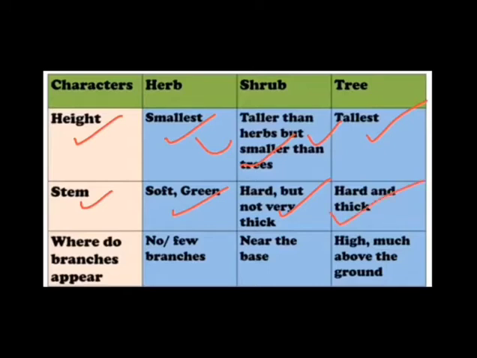And where do branches appear? In herbs, very few branches appear, or in some herbs no branches appear. In shrubs the branches appear near the base, whereas in trees the branches appear high, much above the ground. So based on these characters, the herbs, shrubs and trees are differentiated, right?